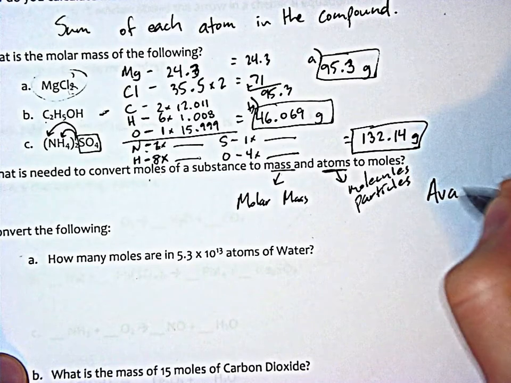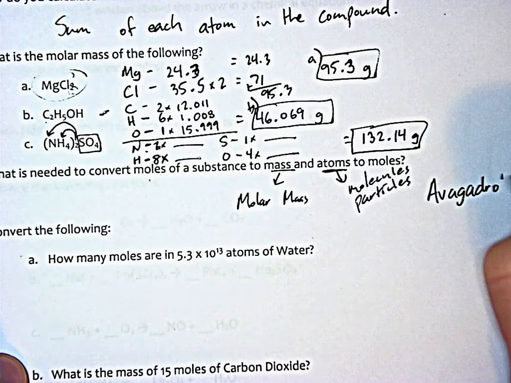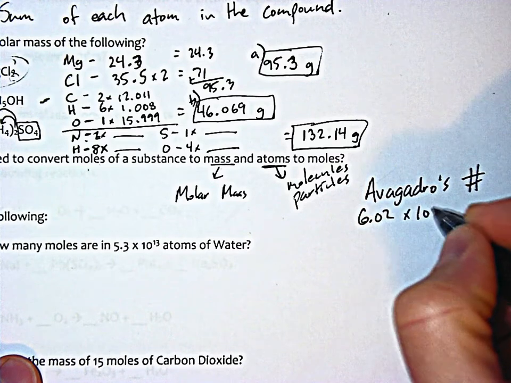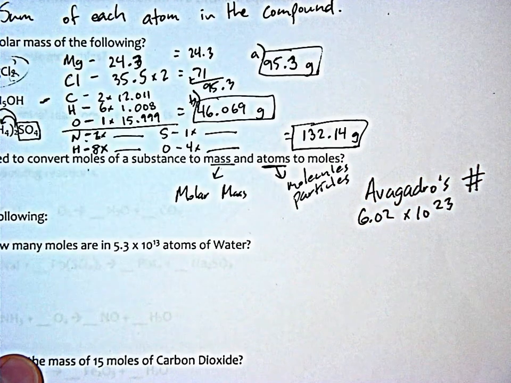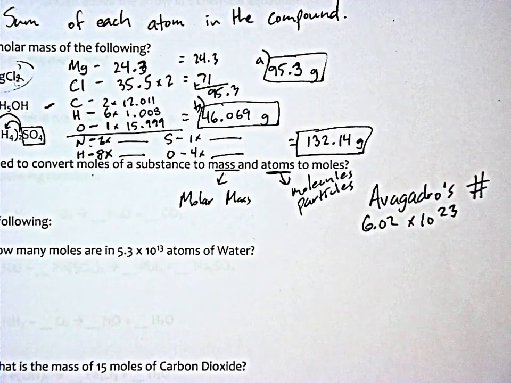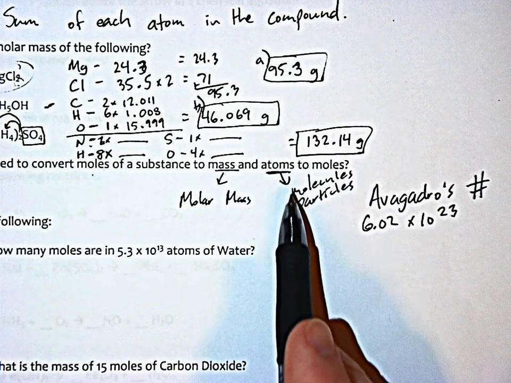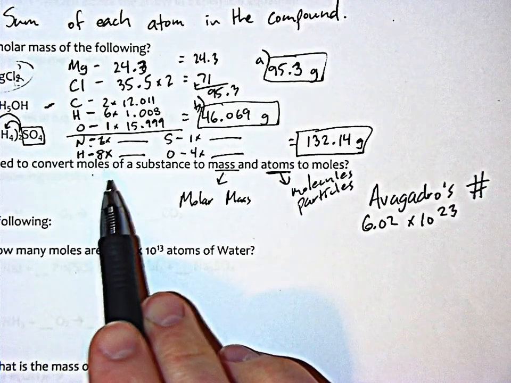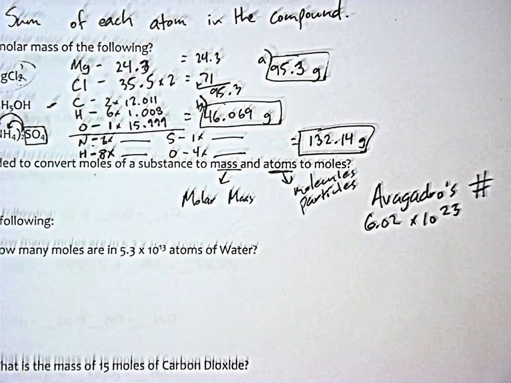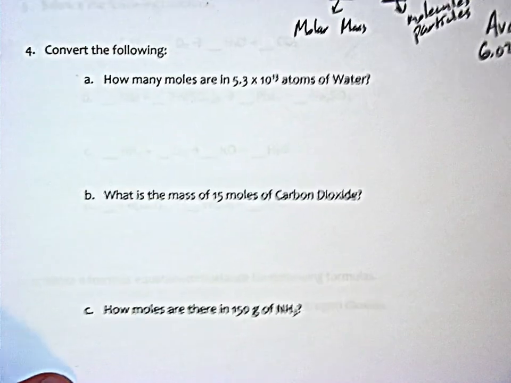We're going to use Avogadro's number. You need Avogadro's number, that magic number, 6.02 times 10 to the 23rd power. You're going to need that in order to solve for moles to atoms. You need molar mass to solve from moles to mass. So let's look at some conversions here.